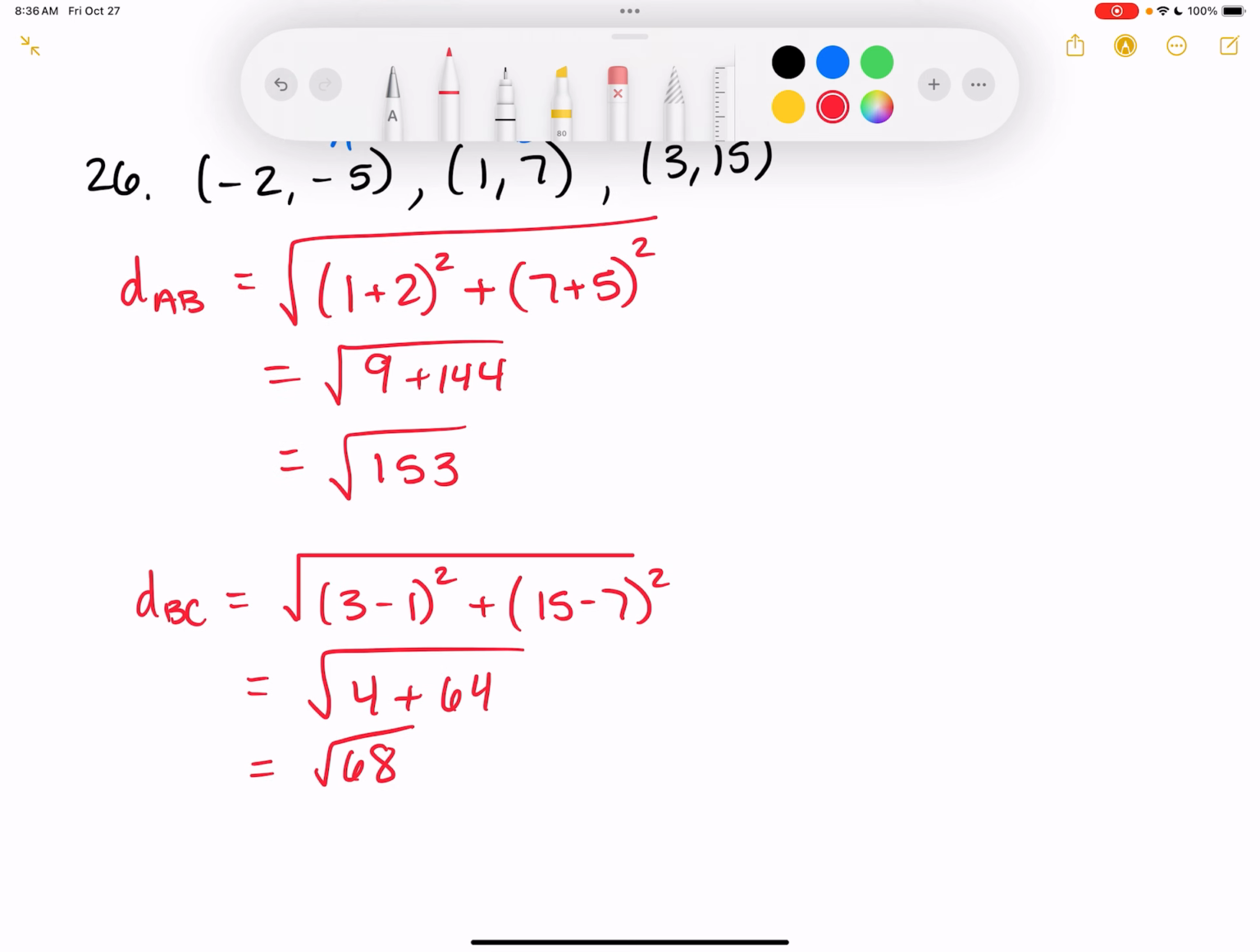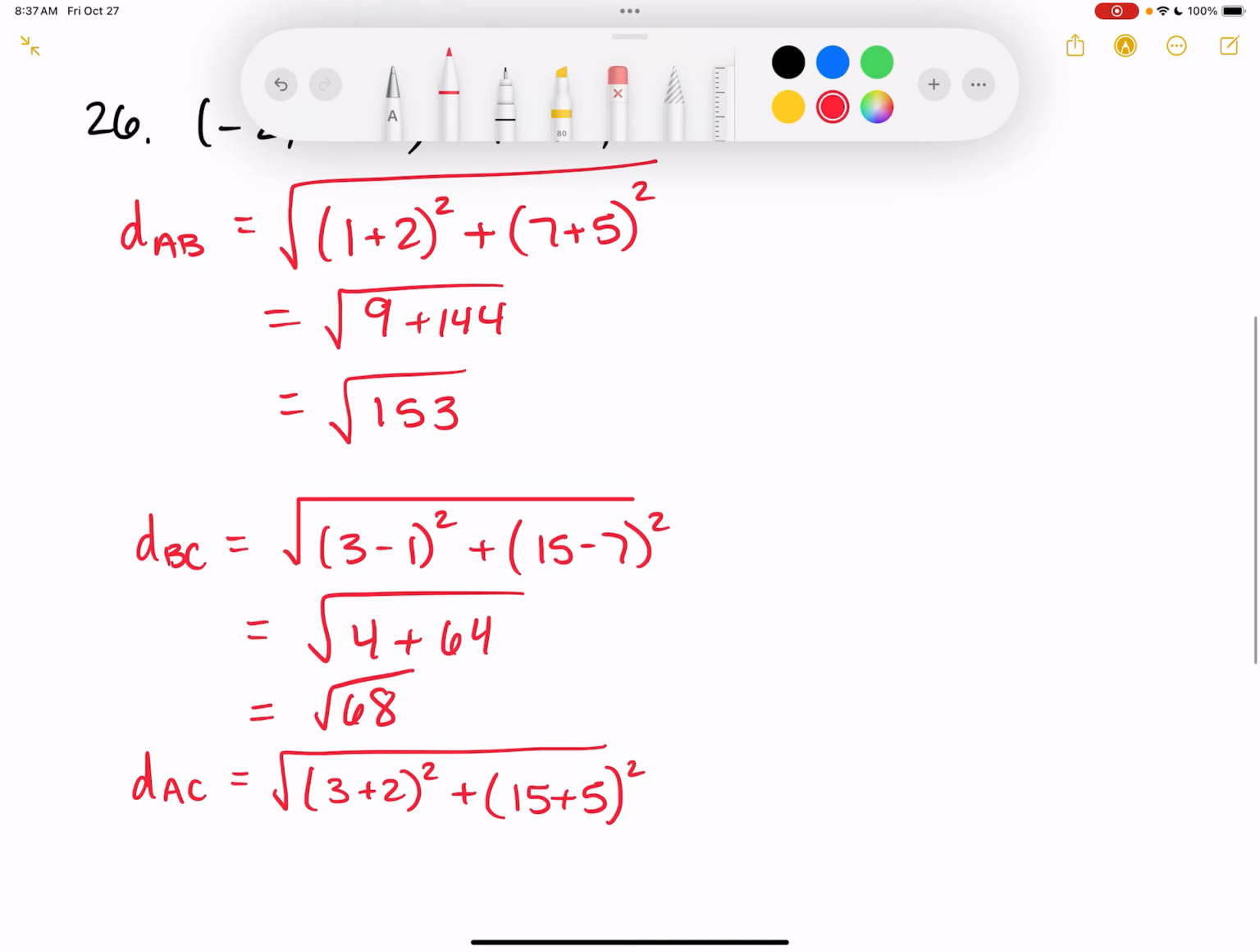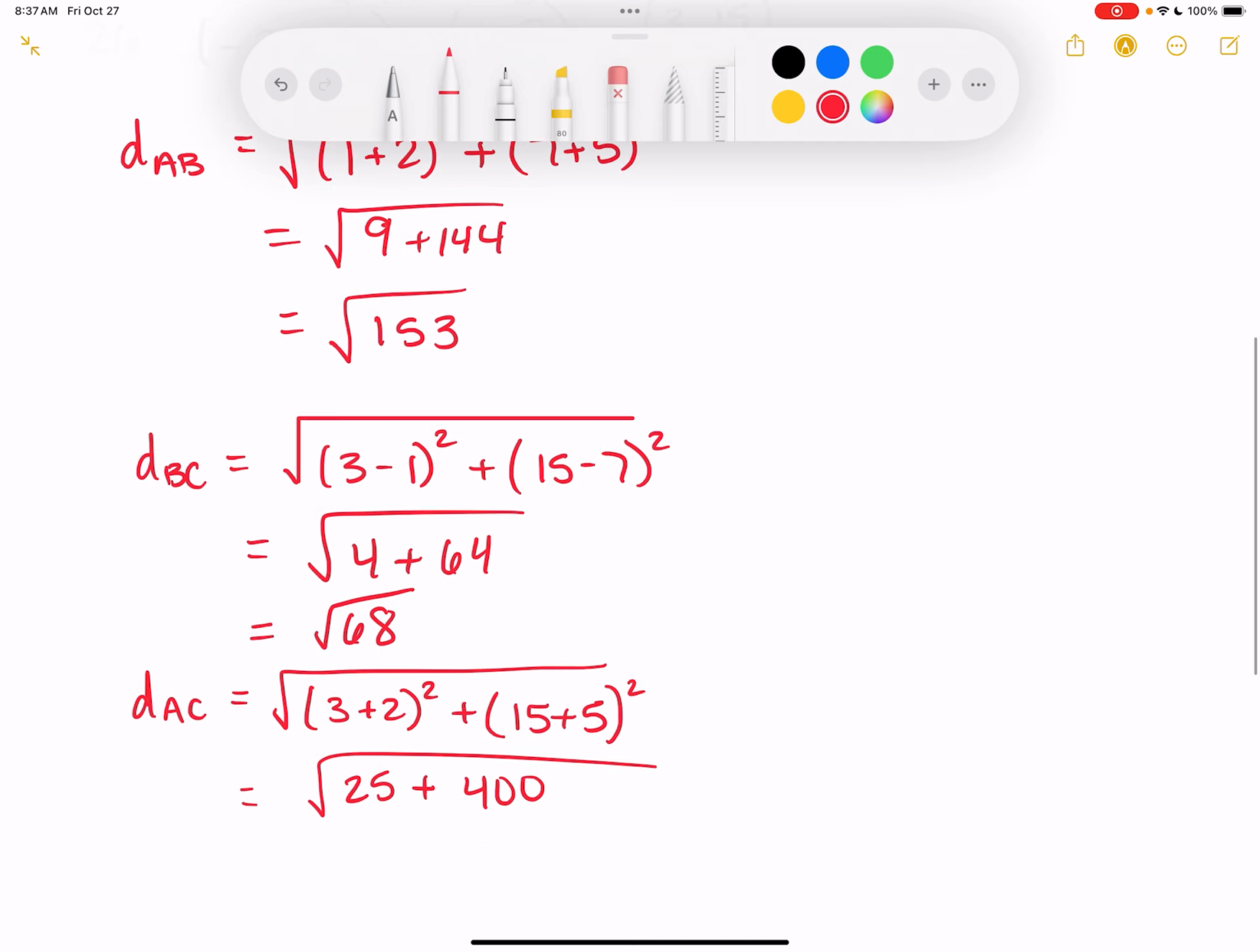And then now I need to do it between A and C. So square root of 3 minus negative, so 3 plus 2 squared, plus 15 minus negative, so plus 5 squared. So that's the square root of 5 squared is 25, plus 20 squared is 400. So that's going to be the square root of 425.